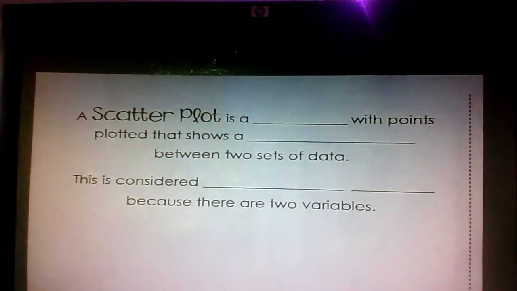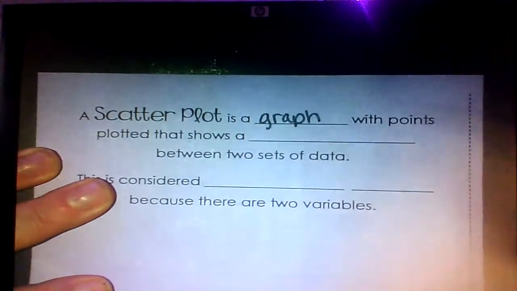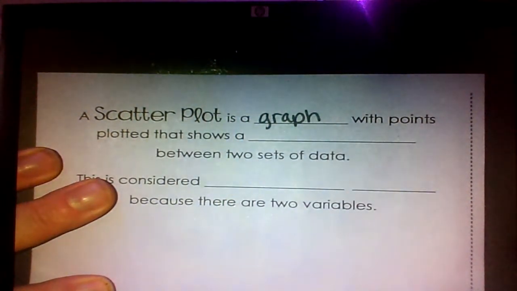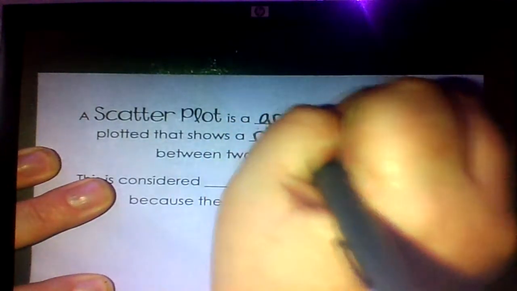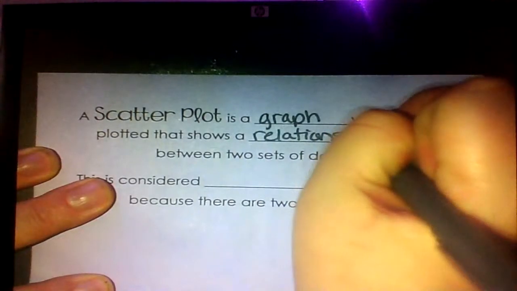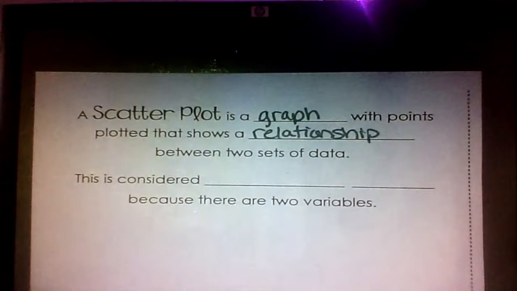All right. So we have done a little bit with scatter plots. We are going to do a little bit more with scatter plots. So a scatter plot is a graph with points plotted that shows a relationship between two sets of data. We talked about this last week.